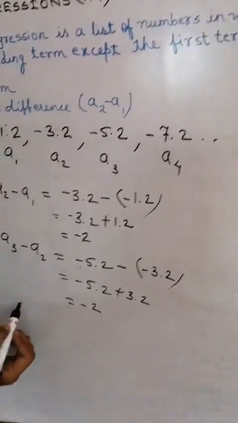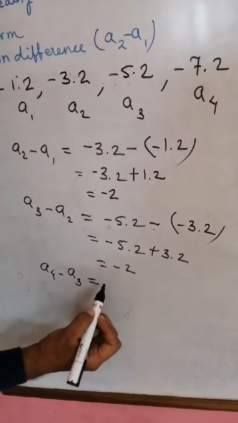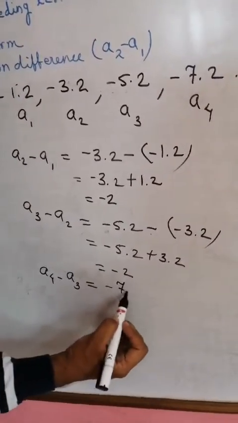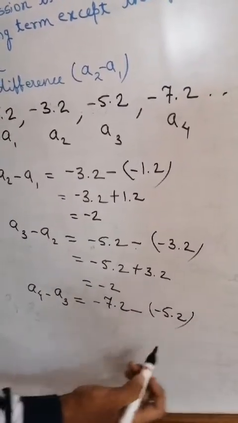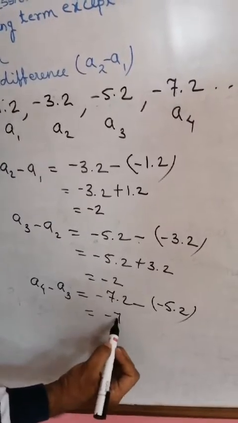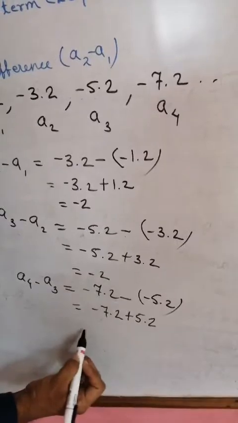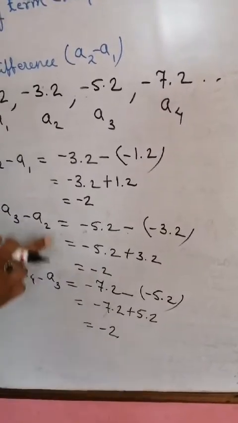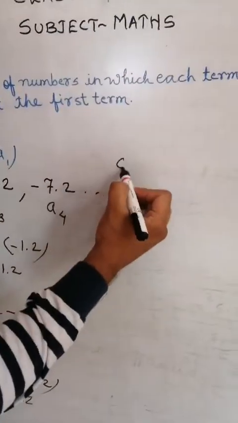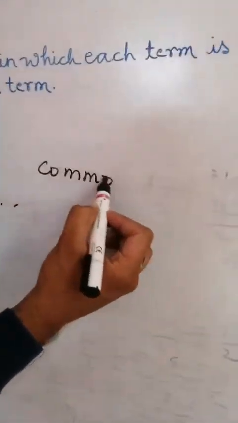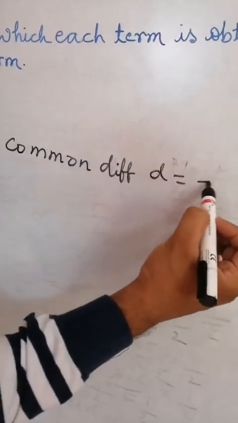Now we will take A4 minus A3, minus 7.2 minus (minus 5.2). Here minus 7.2 will add with the positive 5.2. The answer is minus 2. Now the common difference in all 3 cases is minus 2. We write the common difference, as it is asked in the question: D is equal to minus 2.